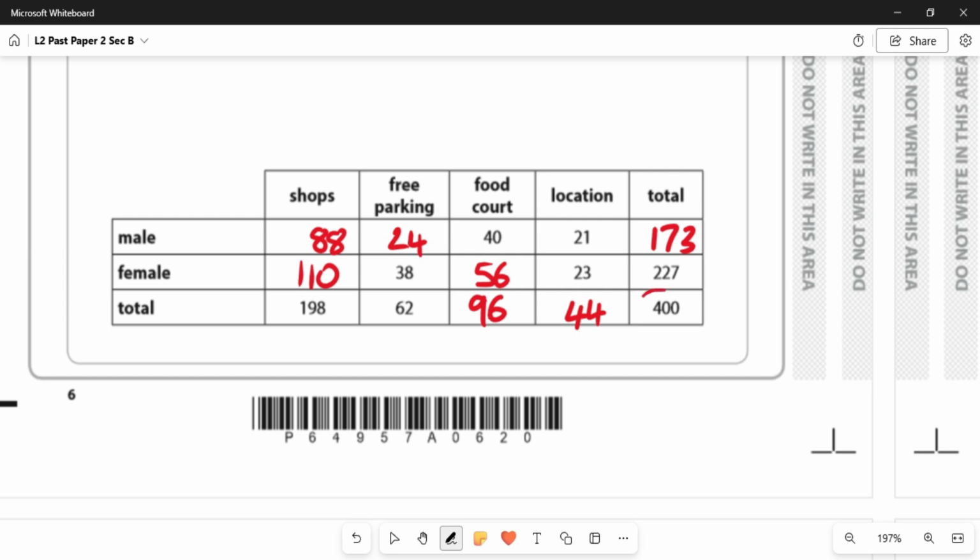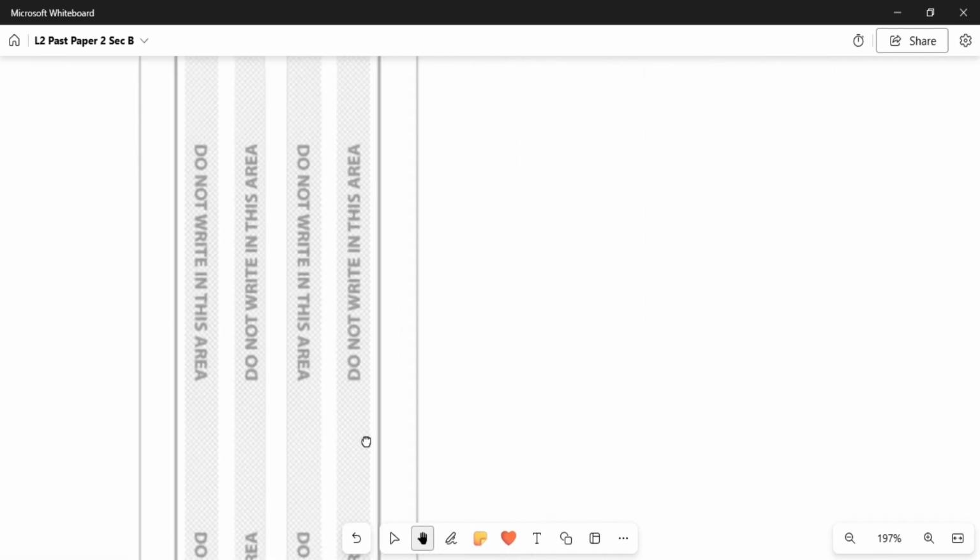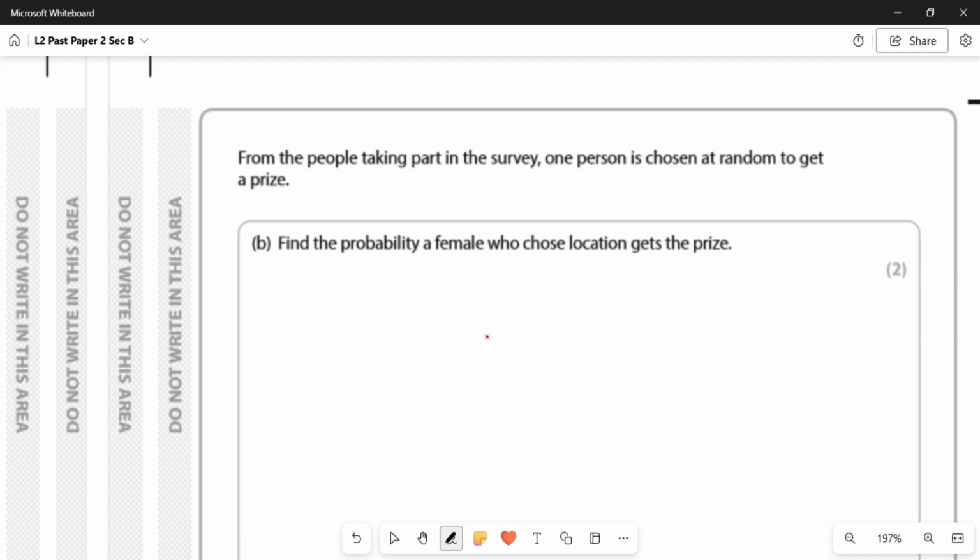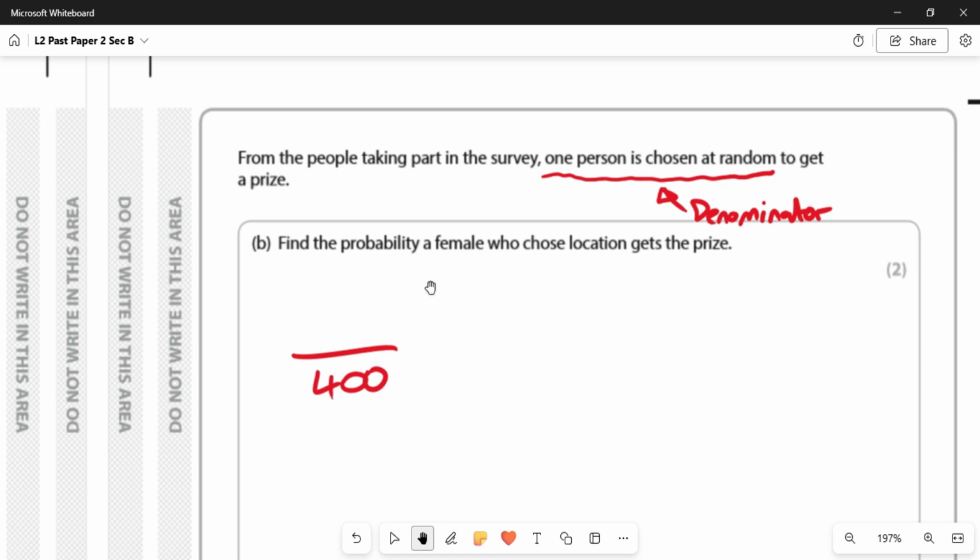everyone. In this case, they could have said anything. They could have said, out of the people who went to the food court, for example, what's the probability that they were male? So that would be out of 96, for example. So it completely depends what they said to begin with. They will always split the question in 2 parts. So this bit tells you the denominator. In this case, it's out of 400. And this bit here tells you the numerator.